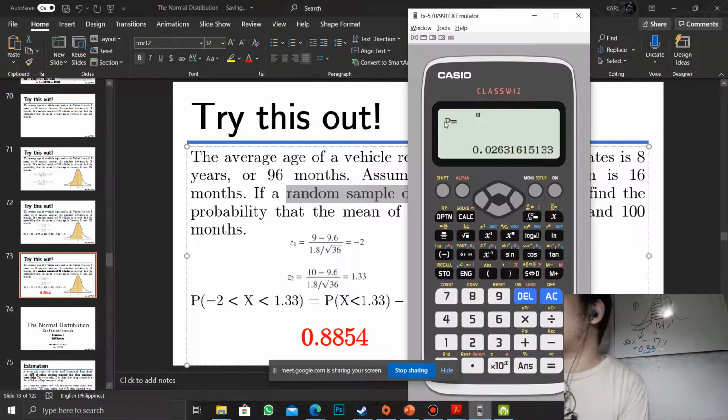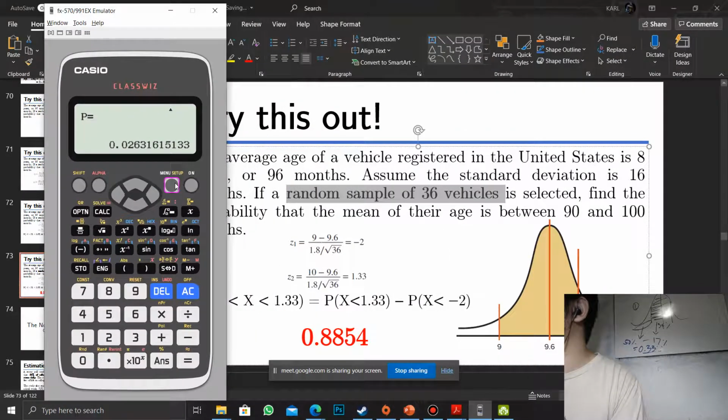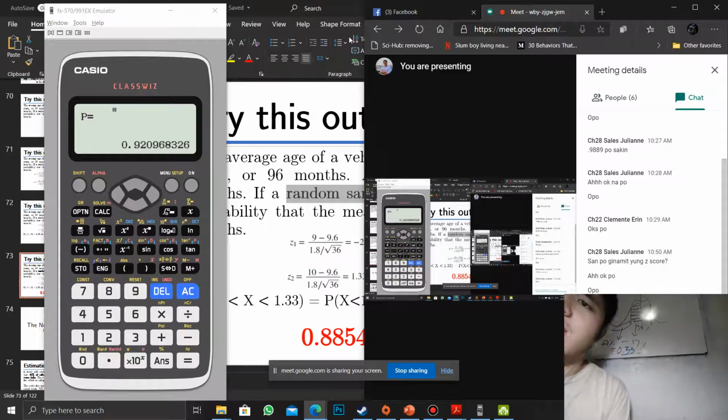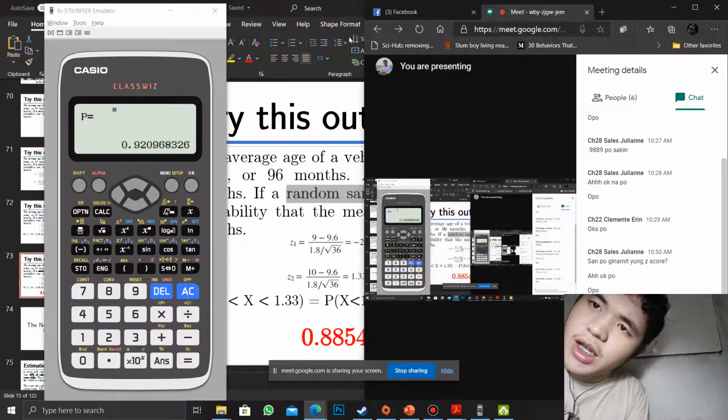Ito. This is the correct answer. Let's look. 7. Ayan, I'm going to discuss na. Normal CD. Lower is 90. Upper is 100. Sigma is 16, divided by square root of 36, which is 6, no? Mean is 96 months. You will get 0.9210, no? 0.9210. Good job sa mga nakatama. Ayun. Okay, gets na, no? Okay, sige.